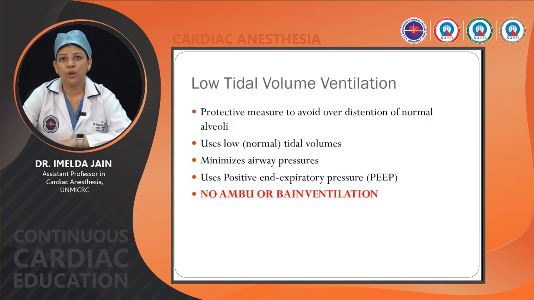So, low tidal volume ventilation is a protective measure which avoids overdistension of the normal alveoli. This uses a low tidal volume, that is 4 to 6 ml per kg body weight. It minimizes the airway pressures and uses positive end expiratory pressure. When we use low tidal volume ventilation, it should be kept in mind that no AMBU or Bain ventilation should be given to the patient.